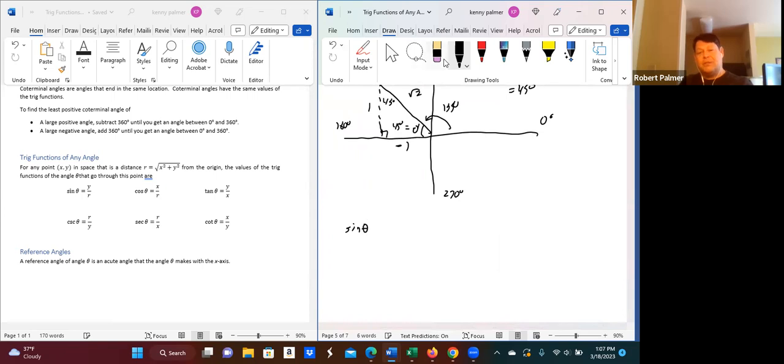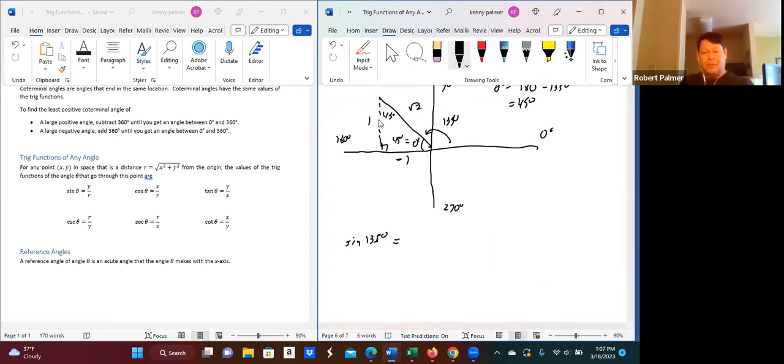So sine of, actually not sine of theta, in this case, you know the angle, sine of 135 degrees, okay, is going to be, using the same definitions, you can think of this as either x, y, and r, or even think about the sides, opposite, adjacent, hypotenuse from the reference angle. Okay, so sine is going to be y over r, or opposite over hypotenuse, that's going to be 1 over the square root of 2. If you rationalize that, multiply the top and bottom by the square root of 2, you get the square root of 2 over 2.